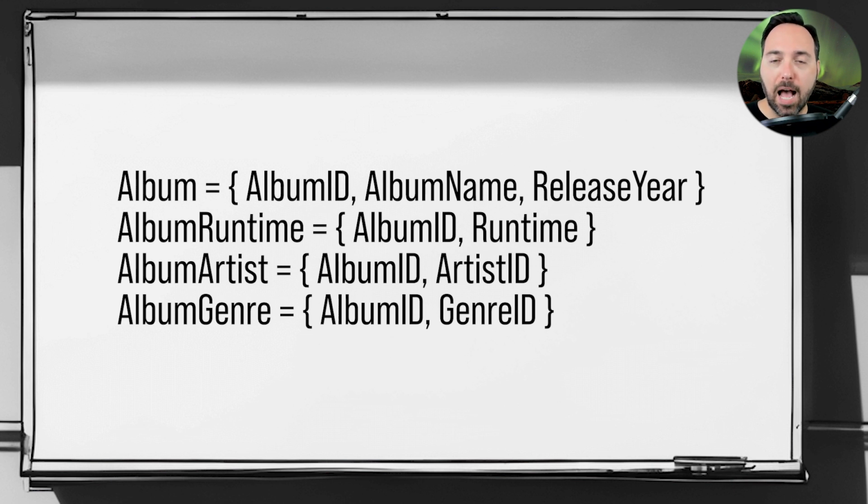The third is album and artist ID, and we would have however many tuples we need to cover all of the artists. The same goes for album and genre.